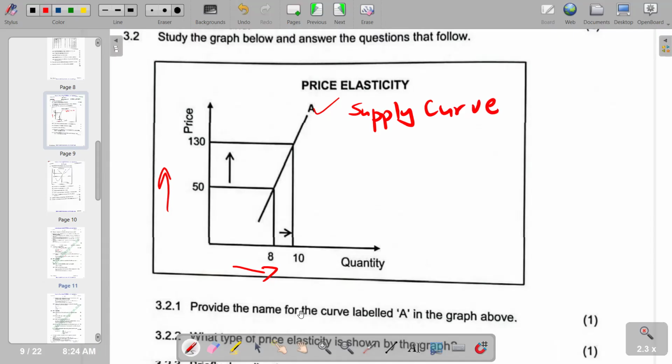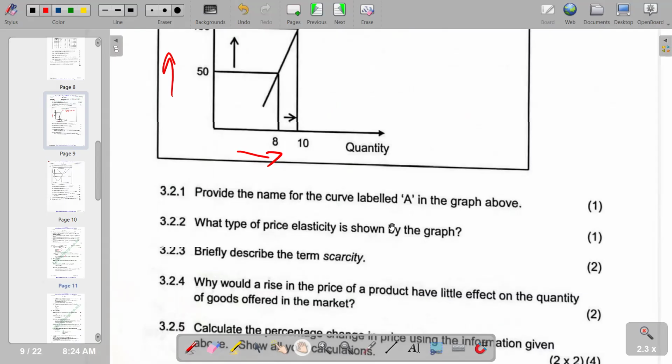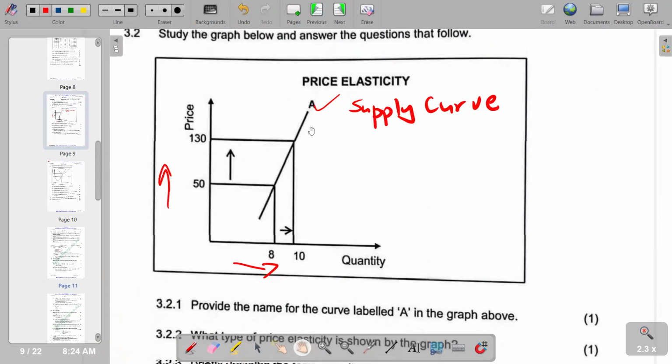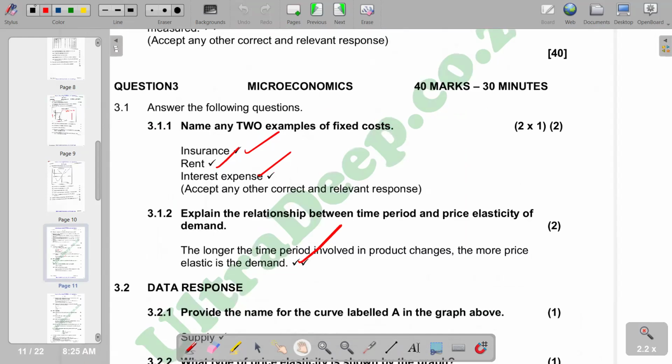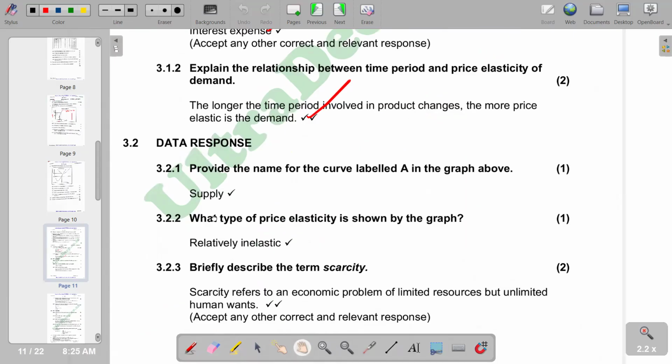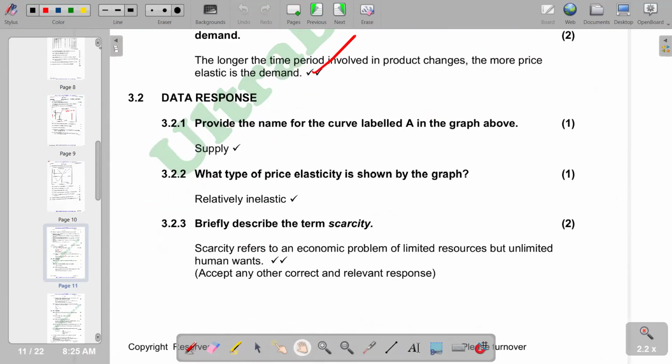So we go to the next part of our question, whereby it is, what type of price elasticity is shown by the graph. We see that when we have got a curve that is vertical, it will be perfectly inelastic. So I would see that this curve is almost vertical, indicating a relatively inelastic curve. So that's the curve that we have, whereby we are saying it is a curve that is relatively inelastic. So we have a 3.2.2 as relatively inelastic.